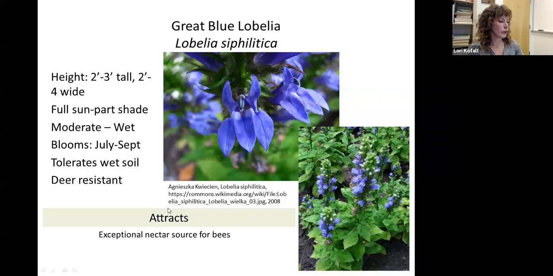And then great blue lobelia, really enjoys wet soil, does well in part shade, attracts native bees. And once again, you can notice these nectar lines here and these tubular flowers, which is something that bees search out when they're looking for forage.